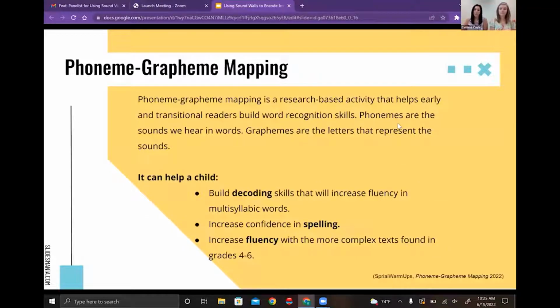Phoneme-grapheme mapping is a research-based activity. It helps early and transitional readers build word recognition skills. Phonemes are the sounds we hear in the words, and the graphemes are the letters that represent the sounds. Phoneme-grapheme mapping can help them build their decoding skills. This will increase fluency in multisyllabic words. It will increase their confidence in spelling, and this increases fluency with the more complex text found in grades 4 to 6. This all shows that everything is connected, if you know anything about Scarborough's Rope. It just shows that all of these things are connected to help us read and comprehend.